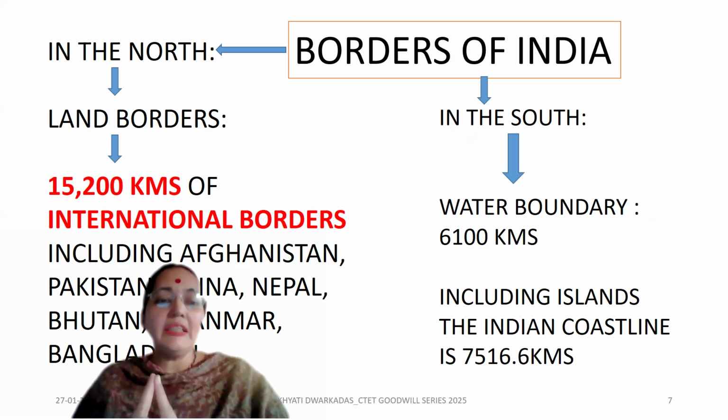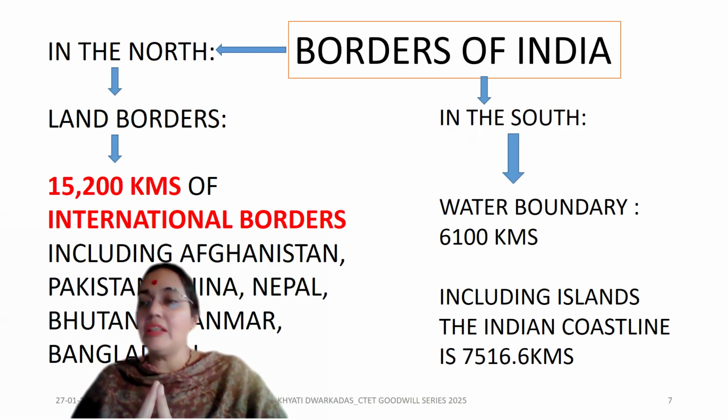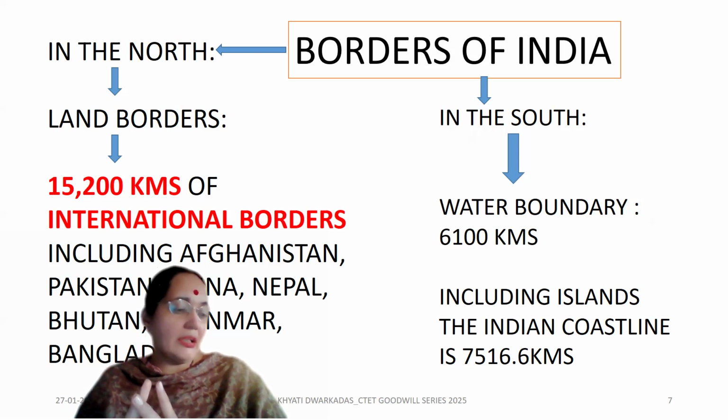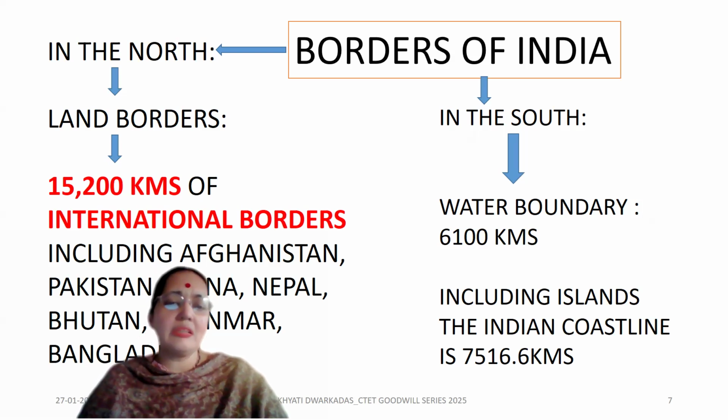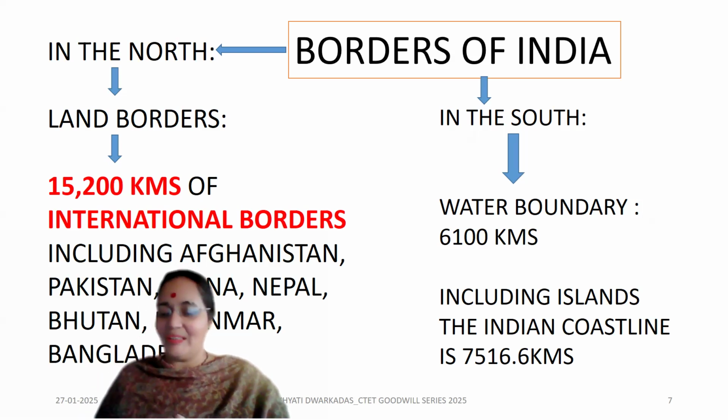So we have land borders, which are 15,200 kilometers in length, and they include Afghanistan, Pakistan, China, Nepal, Bhutan, Myanmar, which we were calling Burma in the olden days, and Bangladesh. So maybe one or two words are being covered by my presence. Nonetheless, you're able to still get the screen correctly.